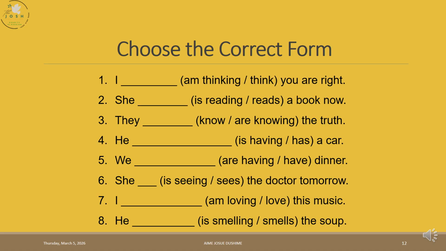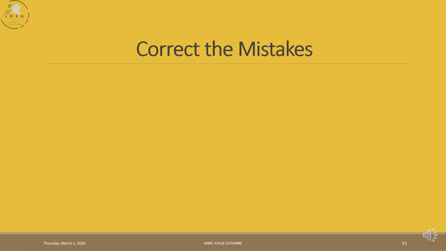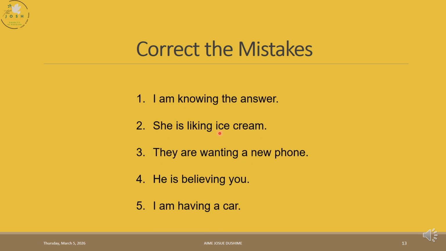You're going to choose the right answer, then you fill in the mistake brackets. And this time you're going to correct the mistake that you have here. I am knowing the answer. She is liking ice cream. No. She is licking. Licking. She is liking ice cream. They are wanting a new phone. He is believing you. I am having a car.